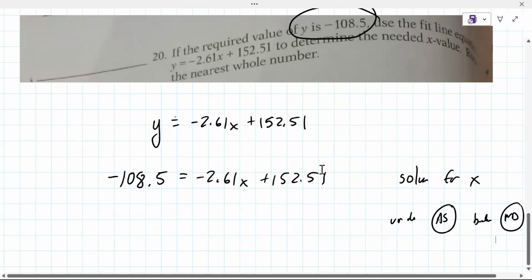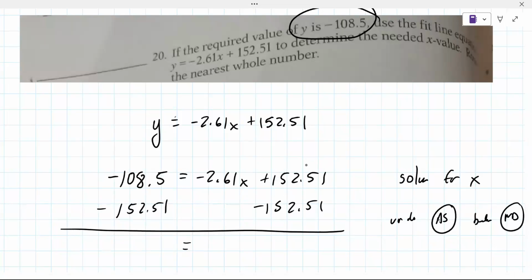So this 152.51 is being added to it. So how do you undo it? We would subtract 152.51. All right, so go ahead and do that and give me your result on the left side. Tell me what that becomes, please.